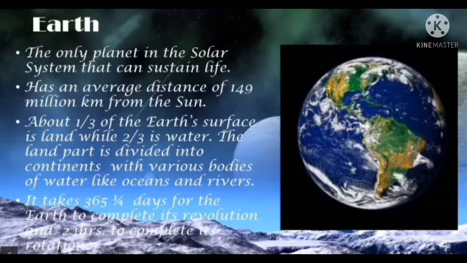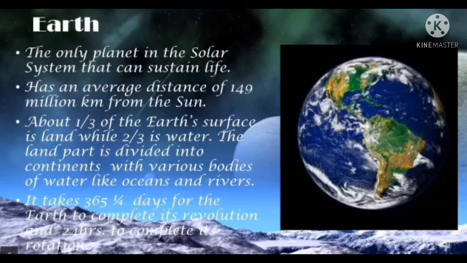Earth. Earth is the only planet in the solar system that can sustain life. It is known as the blue planet because it looks blue as seen from outer space. It has an average distance of 149 million kilometers from the Sun. Earth's atmosphere is made up mostly of 77% nitrogen gas and 21% oxygen, with traces of argon, carbon dioxide, and water. Its average surface temperature is 15 degrees Celsius.